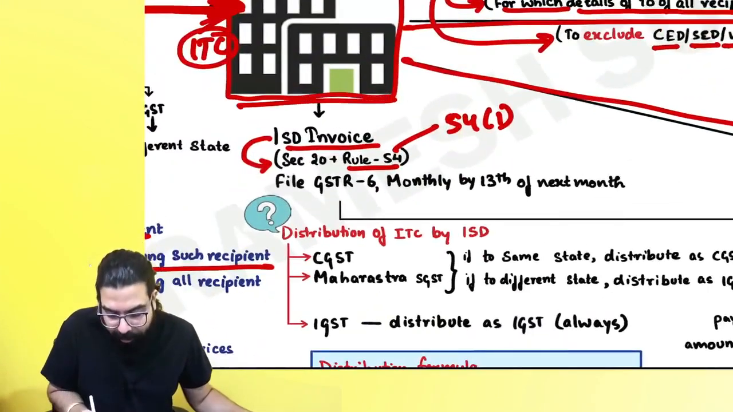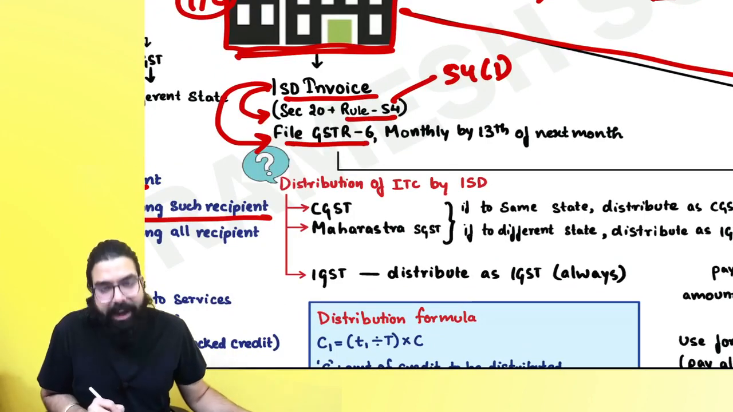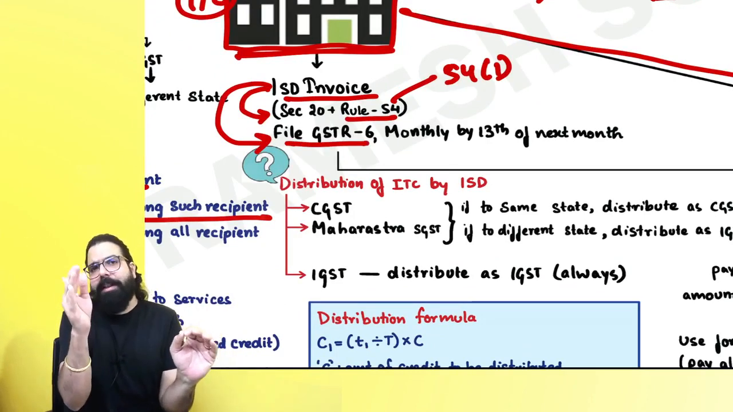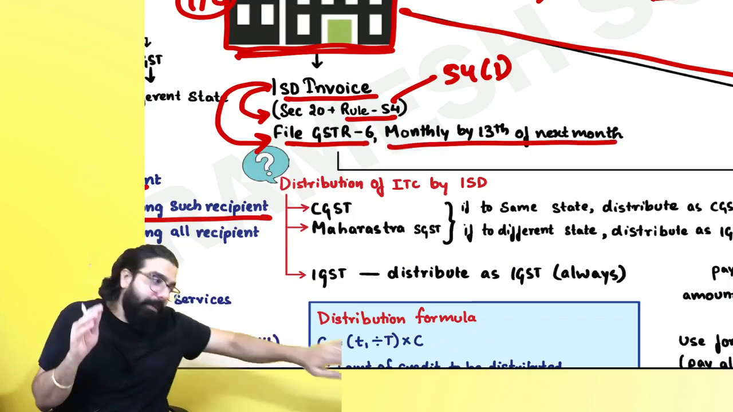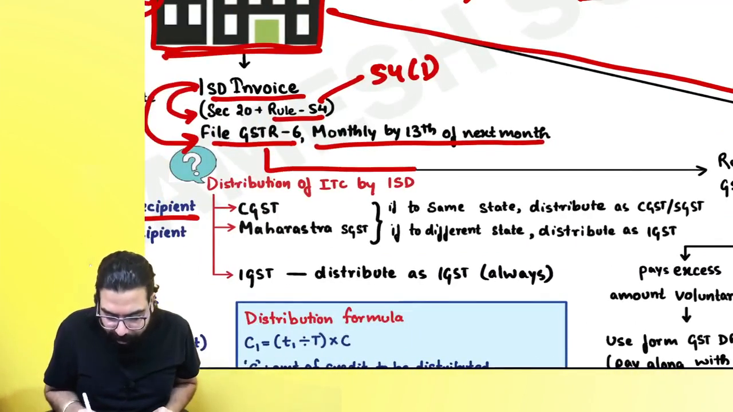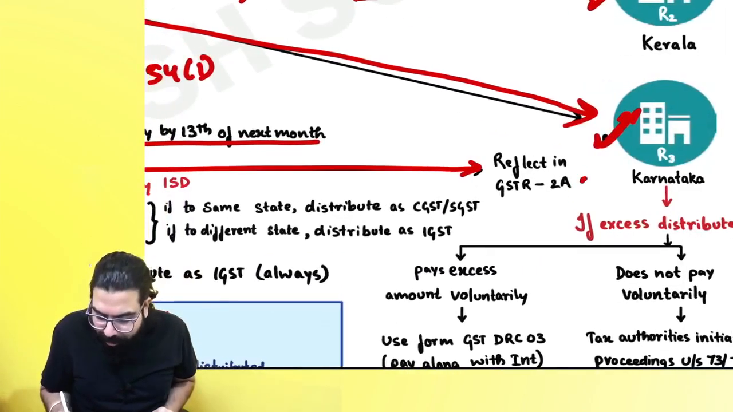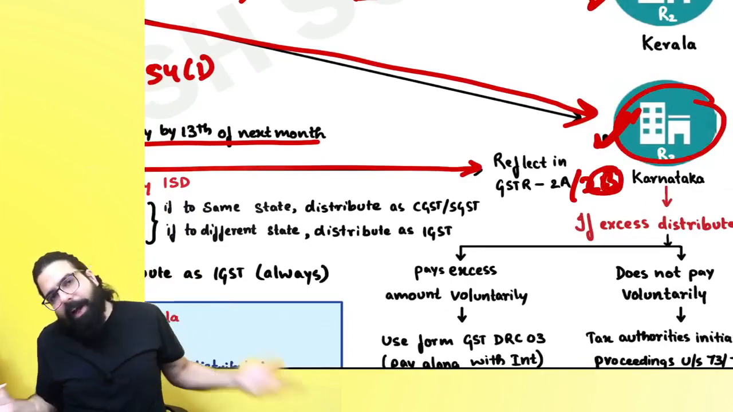Now what will the ISD do is, ISD will go ahead and show this invoice in their GSTR1. When it is filing their monthly return, that is GSTR1, by the 13th of the next month, then the branches will receive the credit, means the credit will go to their GSTR 2A, 2A say 2B will get created, and sir, on the basis of 2B they will go ahead and take the credit.